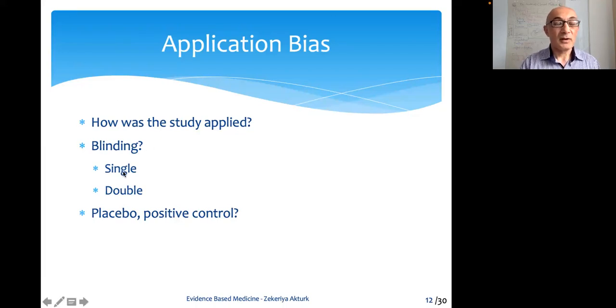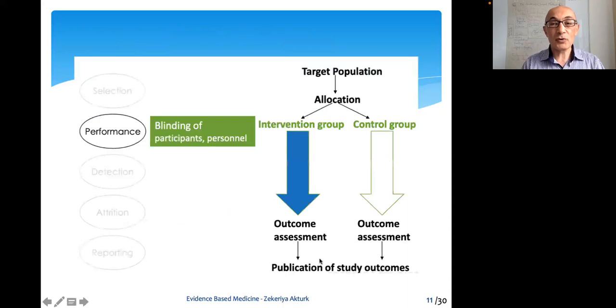So was it single blind, only the patient, or double blind? And what about the placebo versus positive control? Because sometimes we have a positive medication controlled with a placebo, and sometimes a medication controlled with another medication, another intervention.